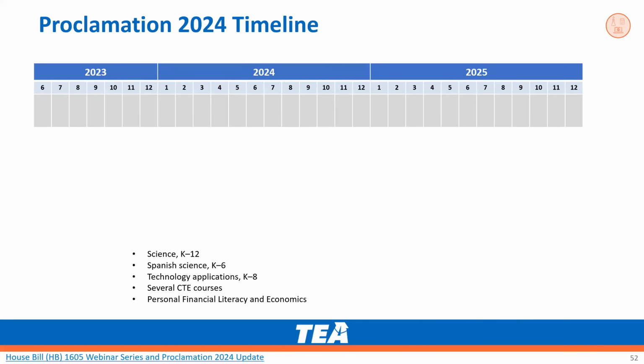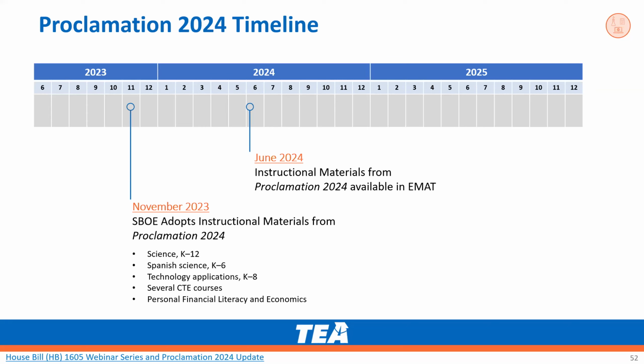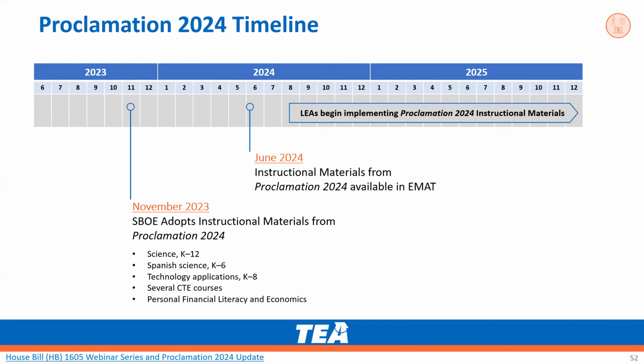I wanted to give us another timeline so folks could see this overlaid with the same information. In November, the board plans to adopt instructional materials from that proclamation. Again, there are all of the subjects that were part of that. In June, those materials will be available for requisition and EMAT. And then local education agencies should begin implementing those materials in August of 2024, in the 24-25 school year.